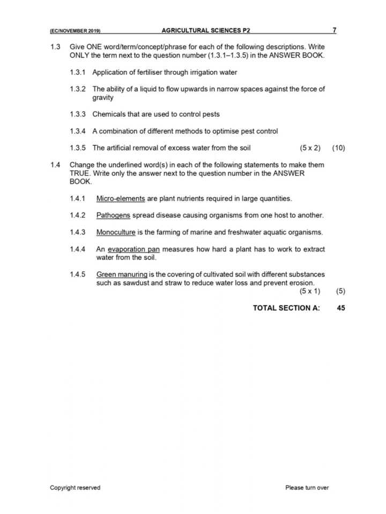Then question 1.4, you are only going to change the underlined words. So you don't rewrite the whole question. You're only going to write the answer next to the question number, right? Microelements are plant nutrients required in large quantities. Now remember, when we're talking about micro, we are talking about tiny things, things that you cannot see with your naked eye. So they are required in small quantities. But macro elements are required in large quantities. So your correct answer there is macroelements, right?